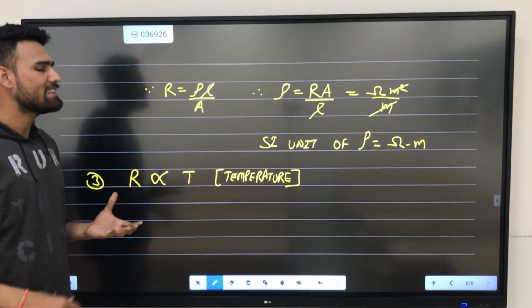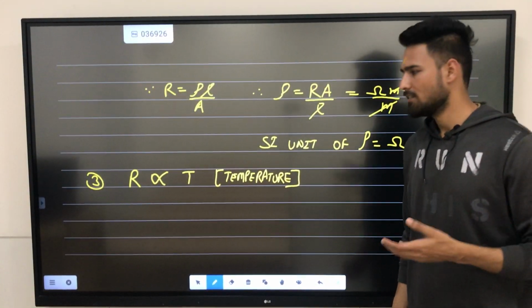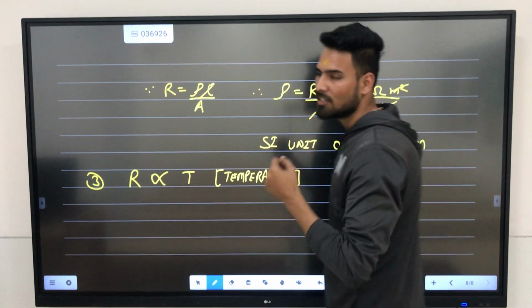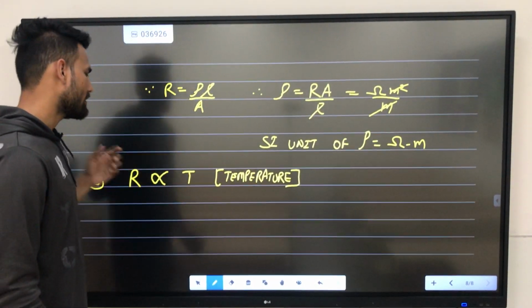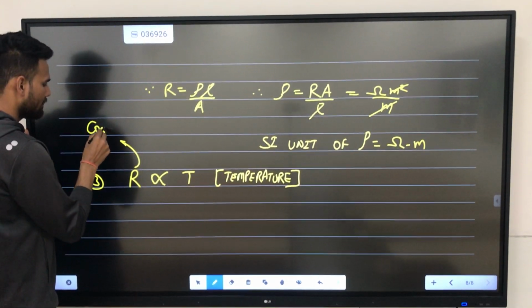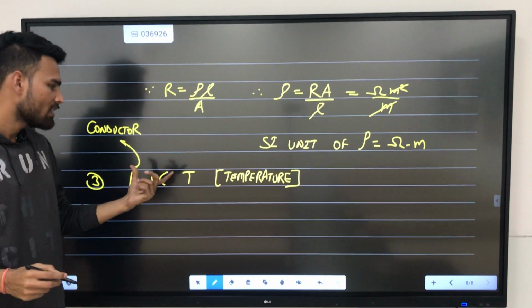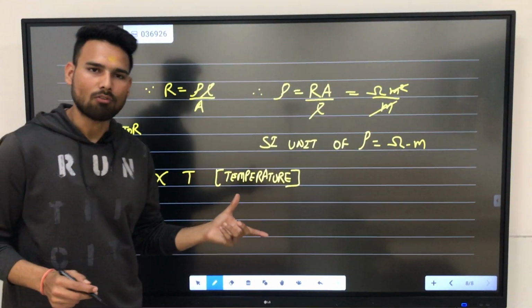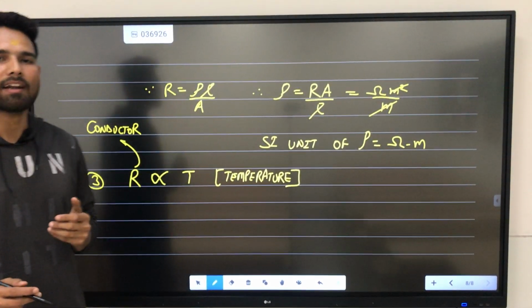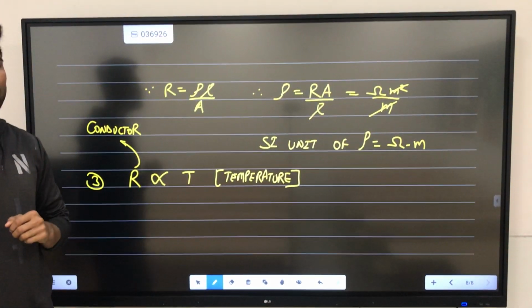If we increase the temperature, the resistance of the conductor will increase. It is basically the resistance of a conductor. For a semiconductor, this rule will not be followed; we will be studying it in higher classes. For a conductor only, if the temperature is increased, the resistance also increases.